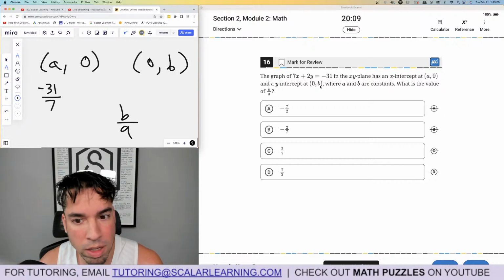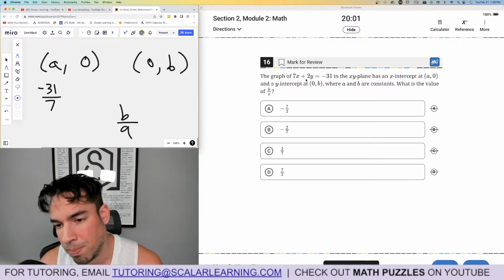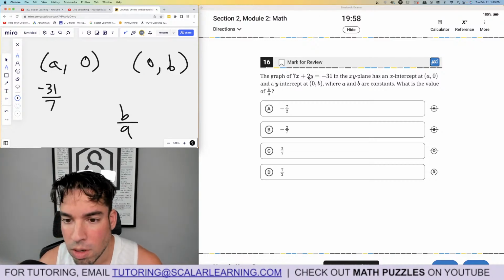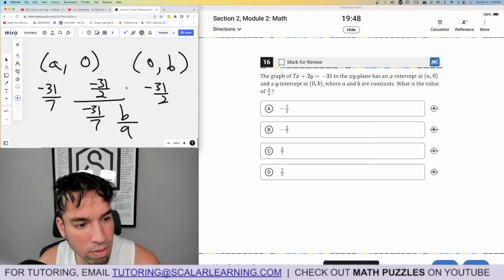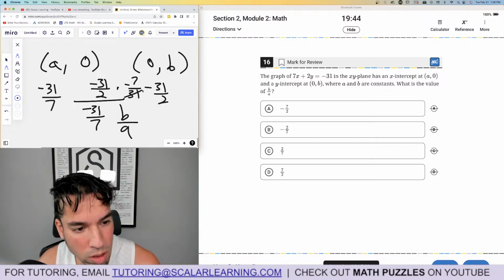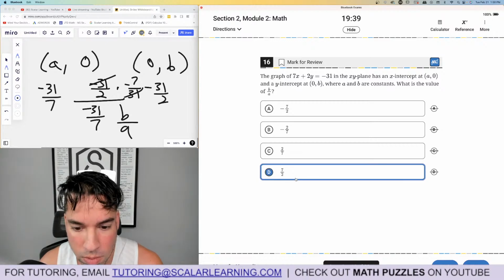For b, you plug in 0 for x. You get 2y, and then b for that. So 2b equals negative 31, so it's negative 31 over 2. And then they want b over a. So negative 31 over 2 over negative 31 over 7, which is the same as multiplying by the reciprocal, negative 7 over 31. Cancel, cancel. And the negatives cancel out, so it's 7 over 2. D. Done.